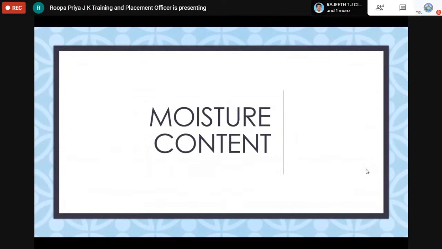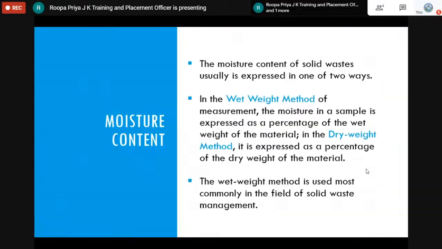Next, it is about the moisture content. Moisture content is again very important for us to understand. So moisture content of solid waste is usually expressed in 1 or 2 ways. In the wet weight method of measurement, the moisture in a sample is expressed as a percentage of the wet weight of the material. And in the dry weight method, it is expressed as the percentage of the dry weight of the material. The wet weight method is used most commonly in the field of solid waste management.